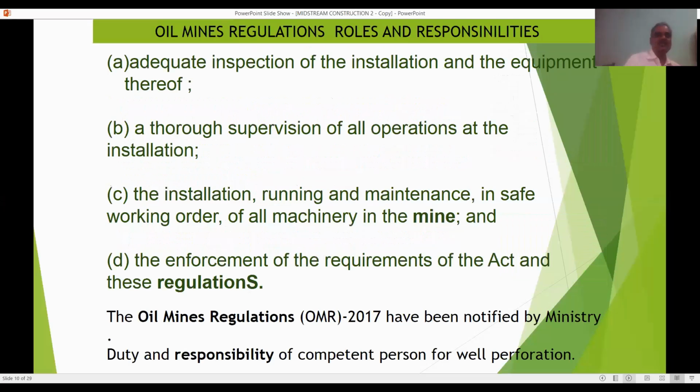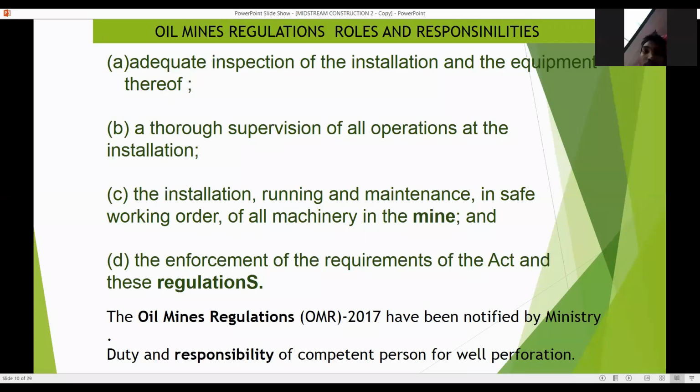Oil Mines Regulations, roles and responsibilities. Here we are trying to understand what is OMR, what is DGMS, what is OISD. Okay? And these are important things, each having individual roles. And simple definitions I am giving here: A, adequate inspection of the installation and equipment thereof. B, a thorough supervision of all operations at the installation. C, the installation, running and maintenance in safe working order of all machinery in the mine. And D, the enforcement of requirements of the Act and these regulations.